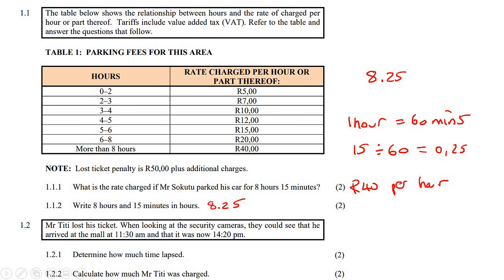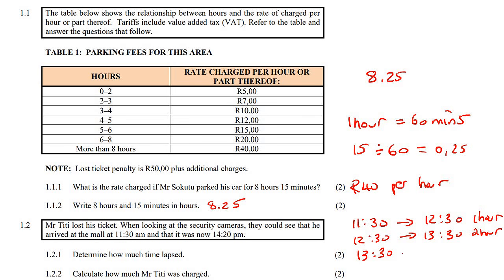Okay, so to go from 11:30 to 12:30, that would be 1 hour. And then to go from 12:30 to 13:30, that would be another 1 hour. So now we've gone 2 hours. And then to go from 13:30 to 14:20, well, you got to make sure you understand that that is going to be 50 minutes. So the total will be 2 hours and 50 minutes. So you could say here 2 hours, 50 minutes.